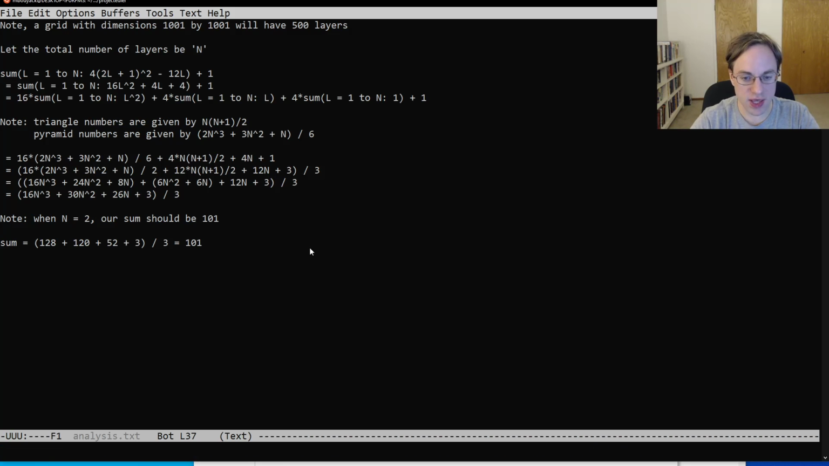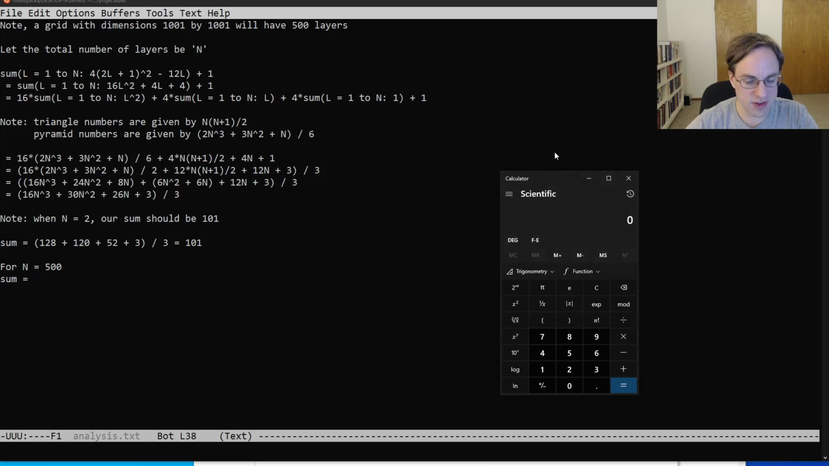And so now we can plug in our 4n equals 500. The sum is equal to, so this is going to be 16 times 500 cubed, large number, plus 30 times 500 squared, plus 26 times 500, plus 3 divided by 3. Gives us this monstrosity.